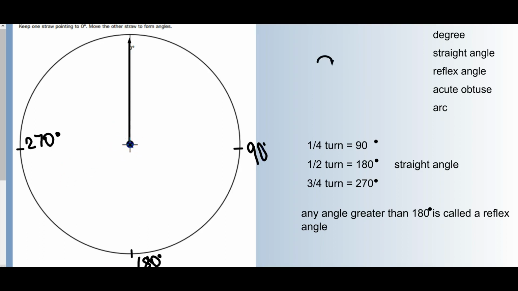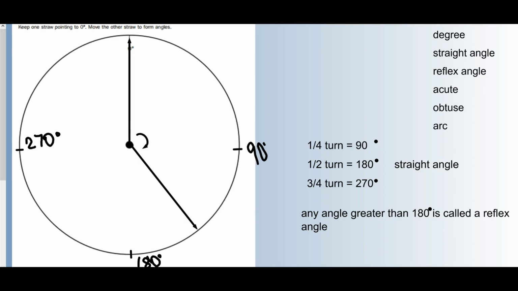Okay, so here's an angle. My arc is going to show me that this is where I'm measuring. From here to here, this angle is less than 90 degrees. This angle is an acute angle. Here, this angle, greater than 90 degrees, my arc shows me what I'm measuring. This is an obtuse angle.